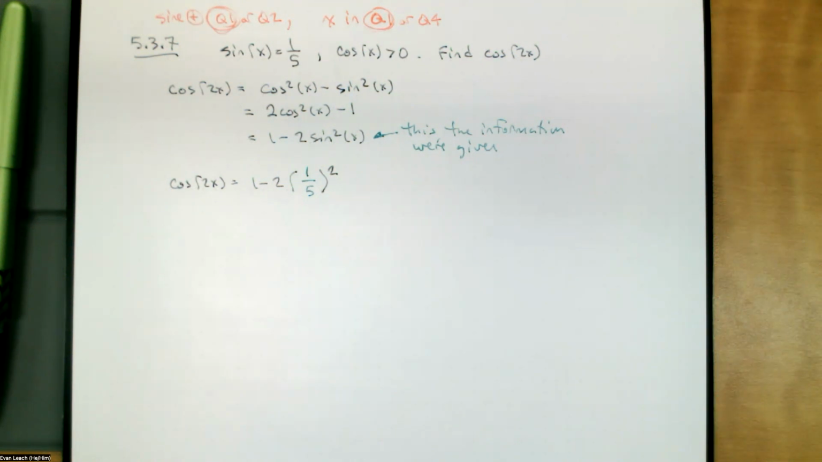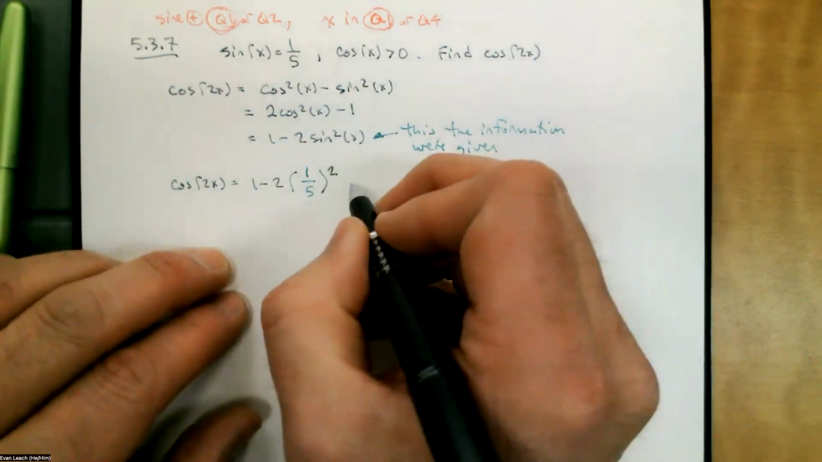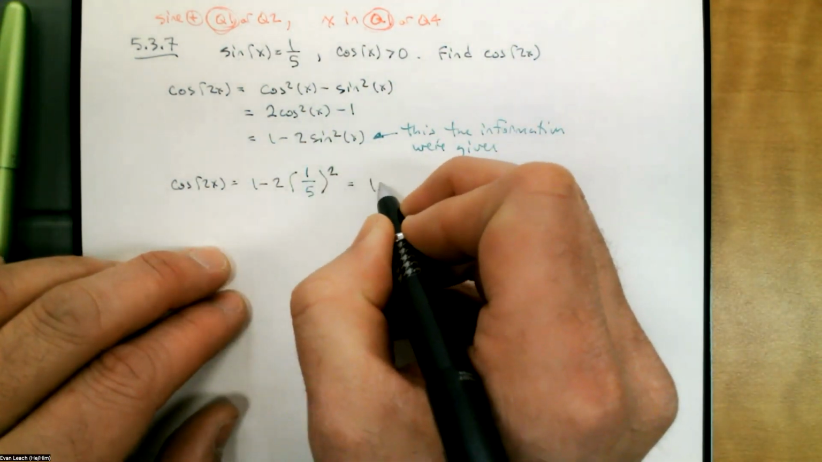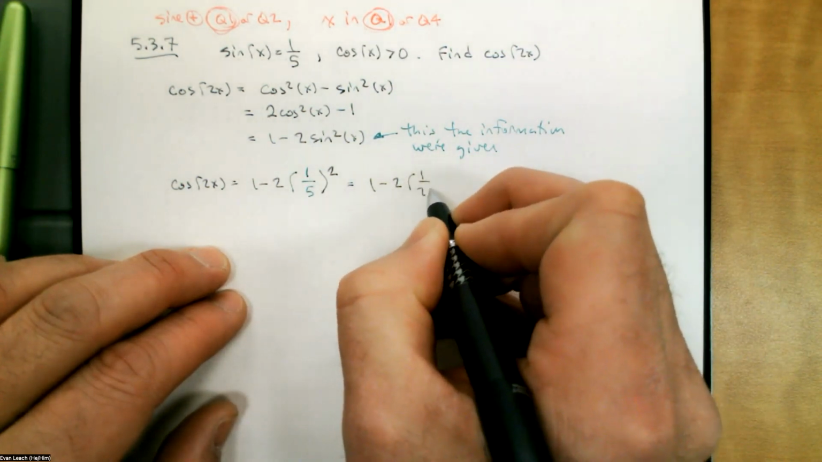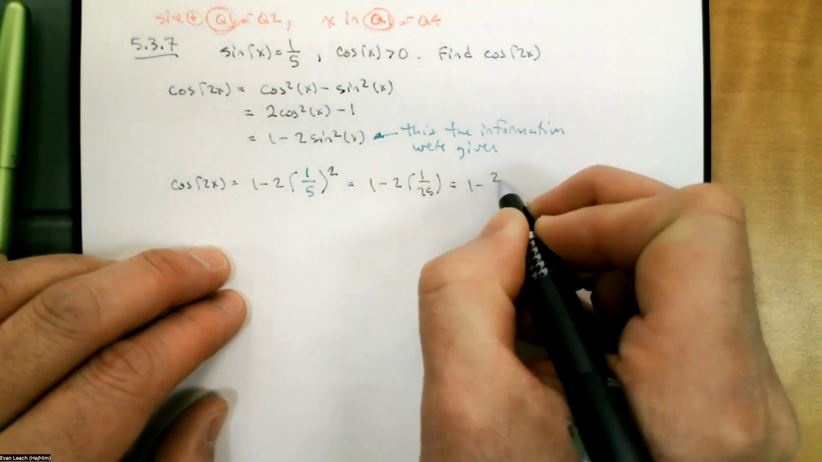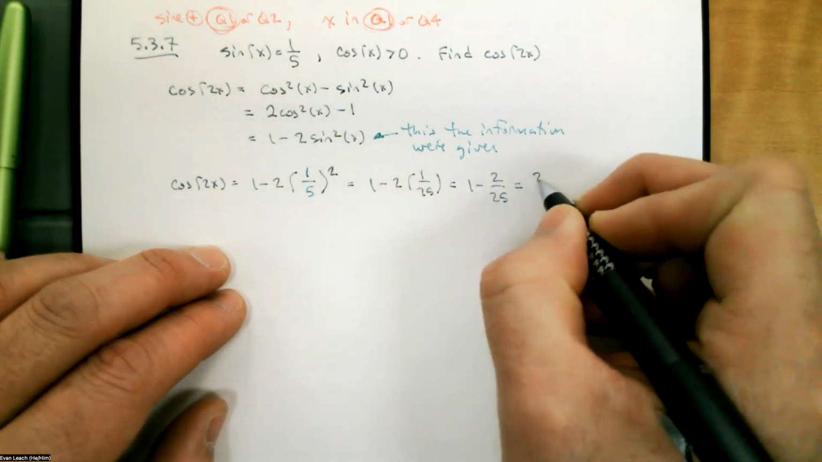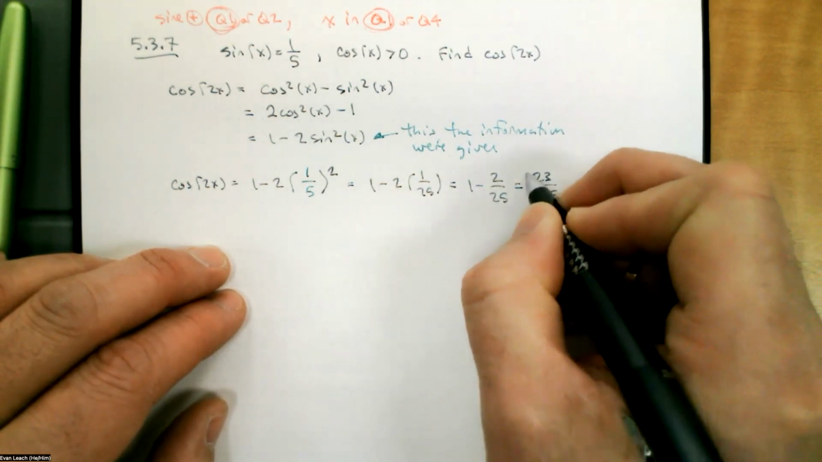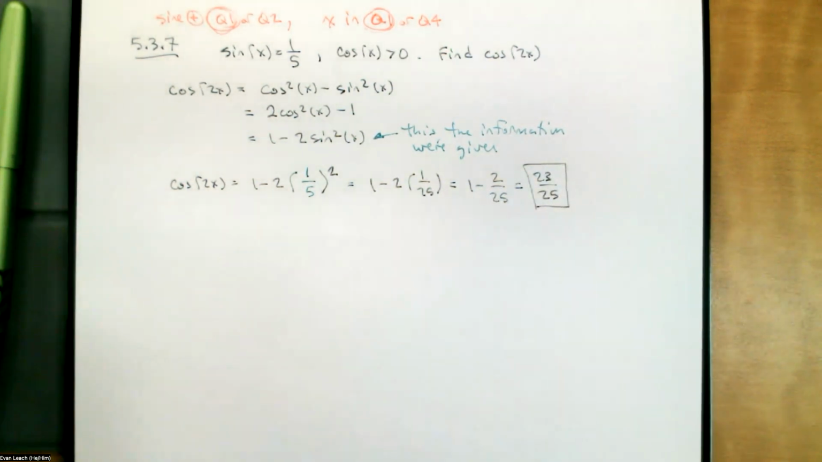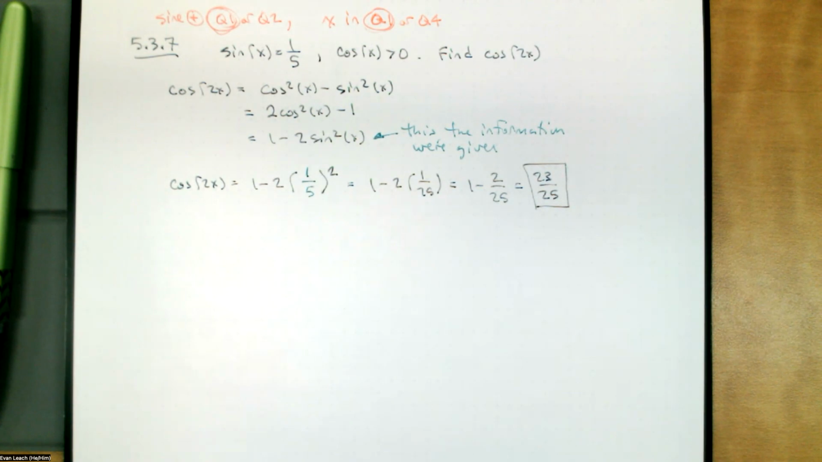But since if we remember all 3, we can just use this one, 1 minus 2 times the sine squared. So we have to square the 1/5. So 1 minus 2 times 1/25. So that's 1 minus 2 25ths. And that's 23 25ths. We can turn this mixed number into an improper fraction by 25 times 1 minus 2. Or you can do the same thing, get a common denominator between 1 over 1 and 2 over 25.